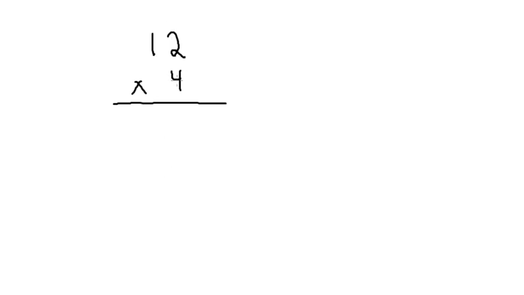And we multiply the 4 times the 2, which gives us 8. Write that down below our ones digits. Then we do the 4 times the 1, that's 4. Write that down below our tens digit. So 12 times 4 is 48.